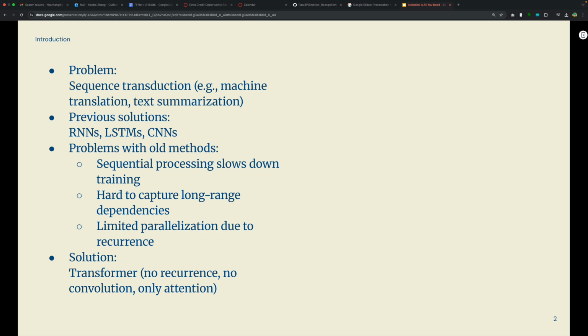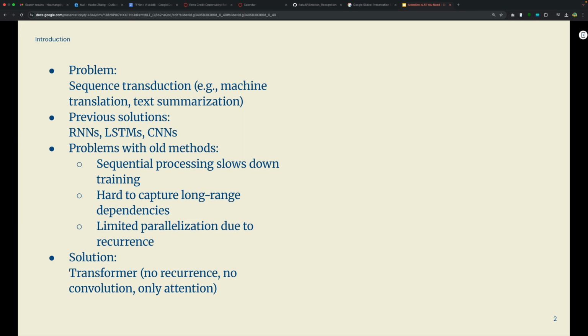Later, long short-term memory networks, which are a special type of RNN, were introduced to better handle long-range dependencies by mitigating the vanishing gradient problem through gating mechanisms. However, both RNNs and LSTMs suffer from inherent limitations. Their sequential nature makes training and inference time-consuming. And even with LSTMs, it remains difficult to model long-term dependencies in very long sequences.